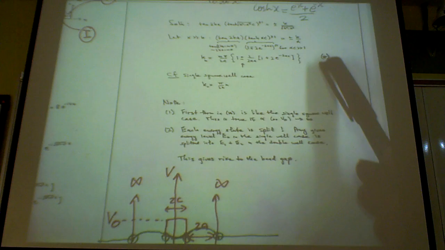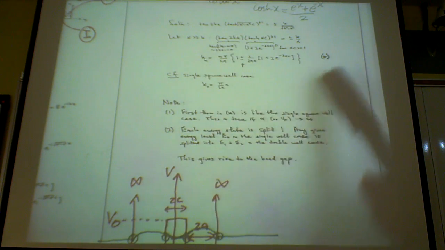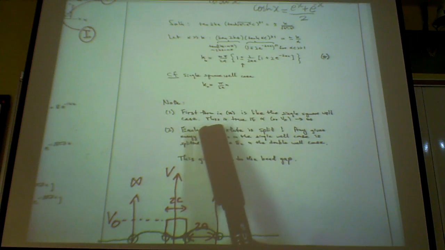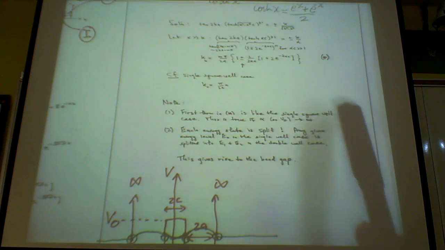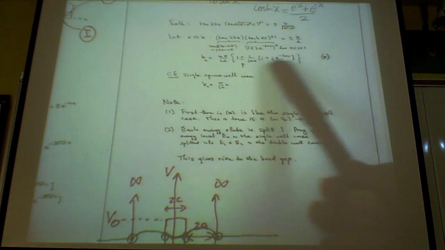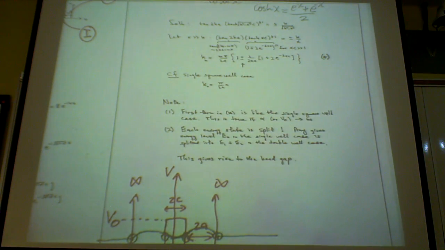So what I say here, the main punchline of what I want to show you, is that the first term in equation star is like the single square well, right? It's like the single square well. If we take alpha, the barrier height, to infinity, then it converts back. Then this correction term drops out. However, if the barrier height is finite, not infinite, then what happens?